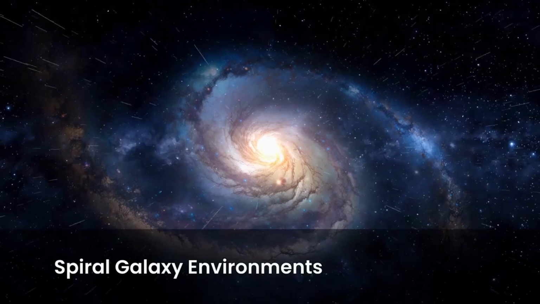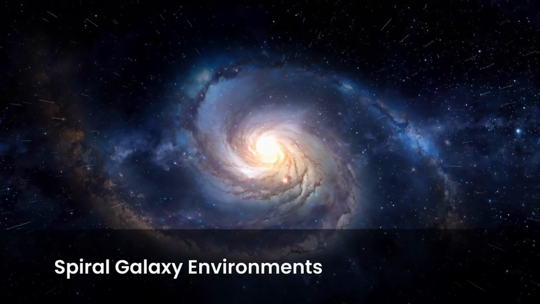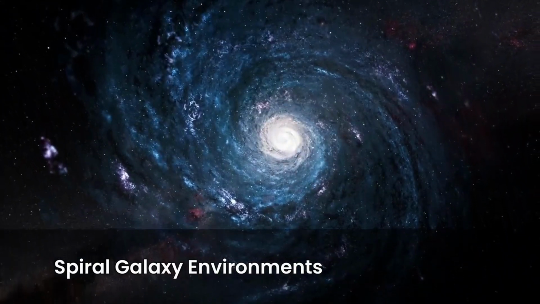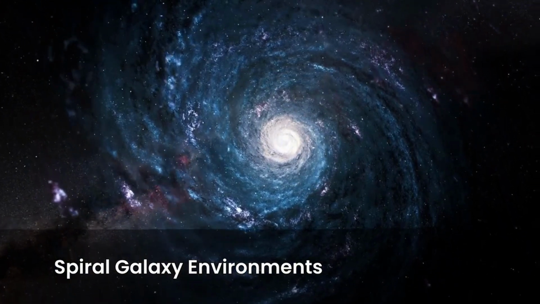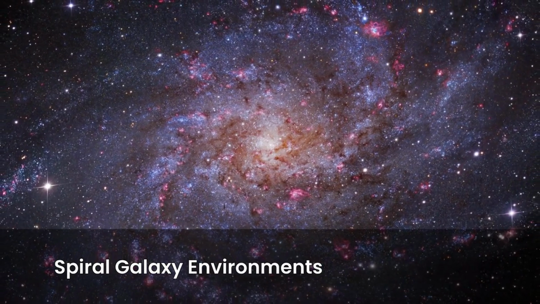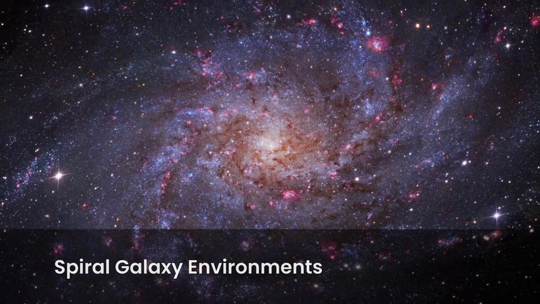Spiral galaxies are typically found in less dense regions of the universe, away from the crowded environments of galaxy clusters. This relatively isolated environment allows them to maintain their delicate spiral structure. It also allows them to continue drawing in fresh gas and dust, fueling ongoing star formation.